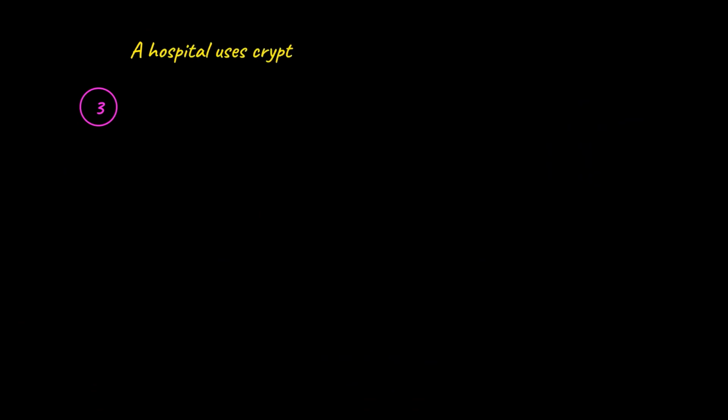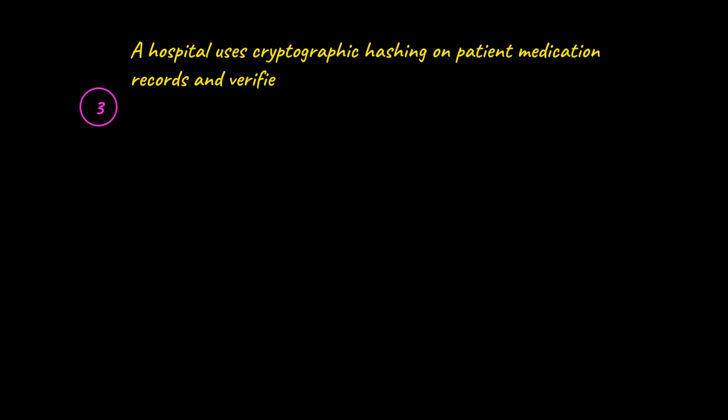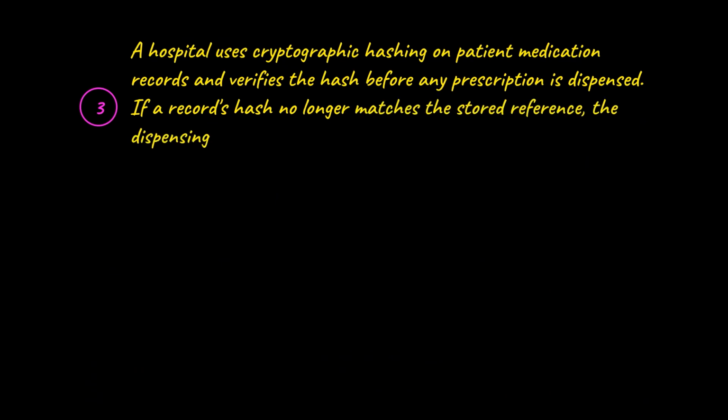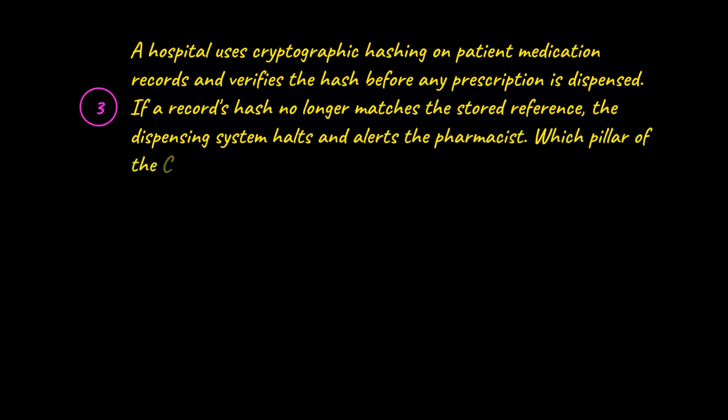Question 3. A hospital uses cryptographic hashing on patient medication records and verifies the hash before any prescription is dispensed. If a record's hash no longer matches the stored reference, the dispensing system halts and alerts the pharmacist. Which pillar of the CIA triad is being protected?